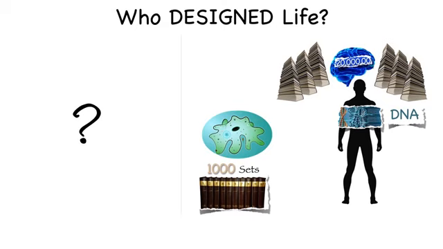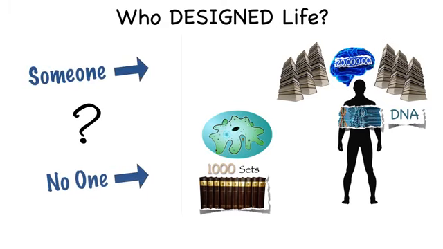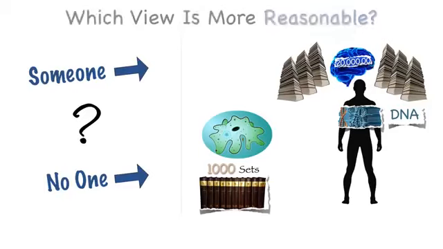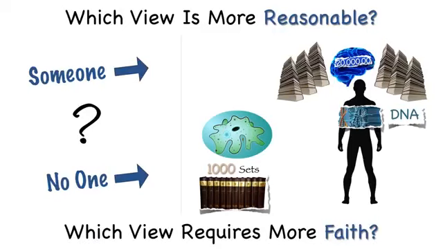Well, when you get right down to it, either someone designed life or no one designed life. Either the message found in life came from an intelligent designer or unintelligent natural laws did all the designing by itself. Which view do you think is more reasonable? Which view do you think requires more faith to believe? Well, that concludes our study on the teleological argument for both the universe and life.